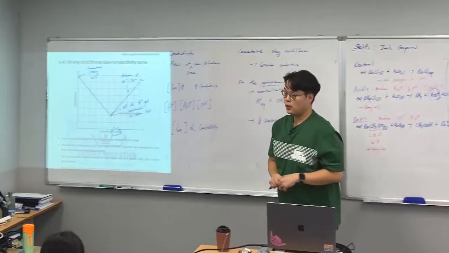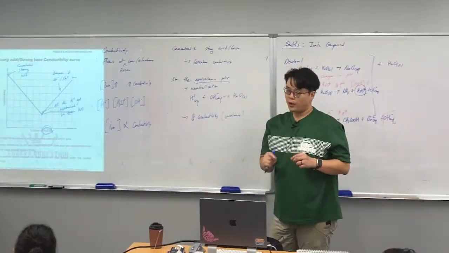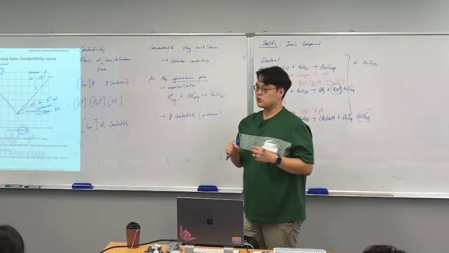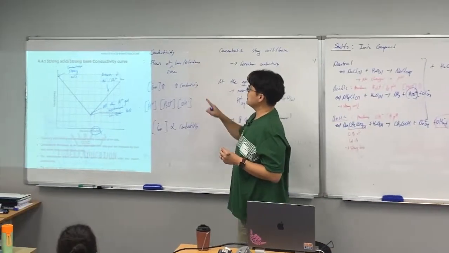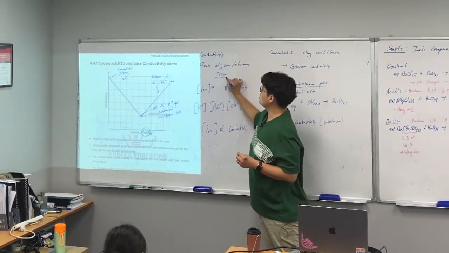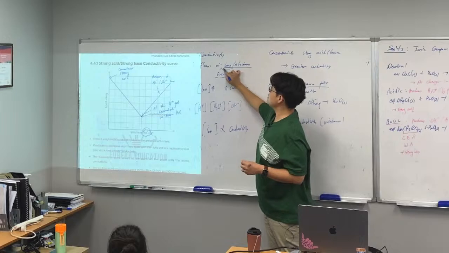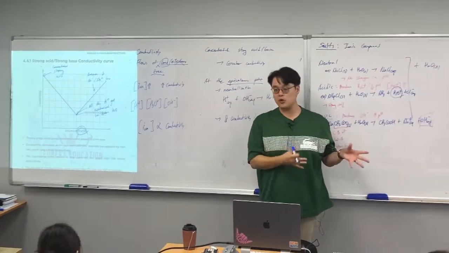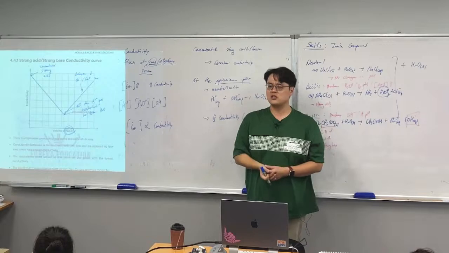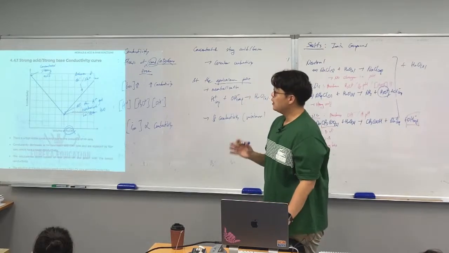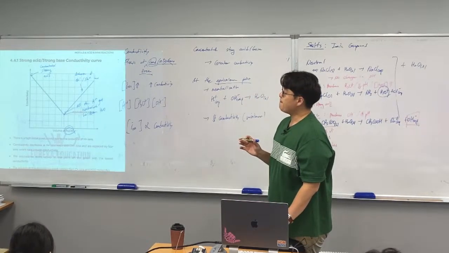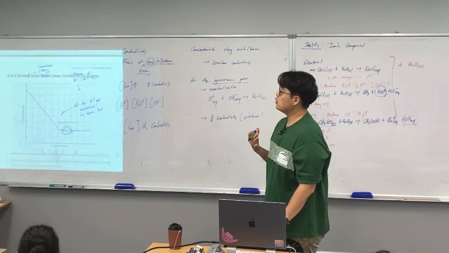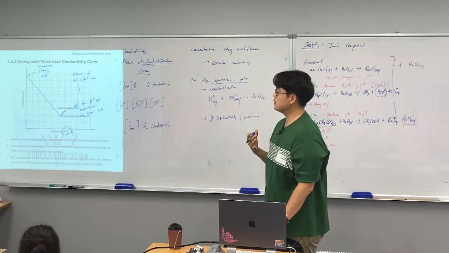Okay, so do not worry about what I mean by conductivity. The simple thing about conductivity is it's basically about the concentration of free ions. In this case, we don't care about electrons, it's about free ions. If you have a good flow of free ions, I would say that's a good conductivity too. Okay, so what about the conductivity curve between a strong acid and a weak base?